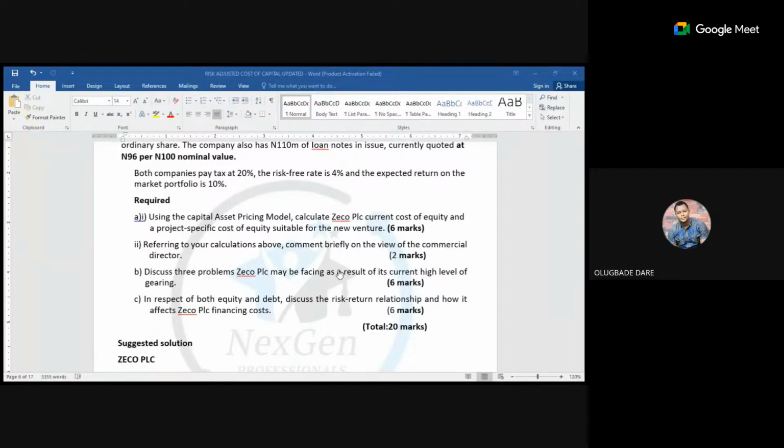Okay. And definitely that will also tell on their finance cost. Their finance cost will increase if they undertake this new project they are trying to bring in. It is going to increase their cost of finance.